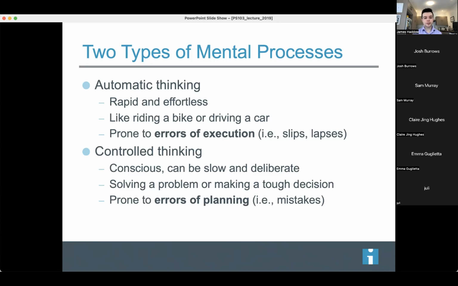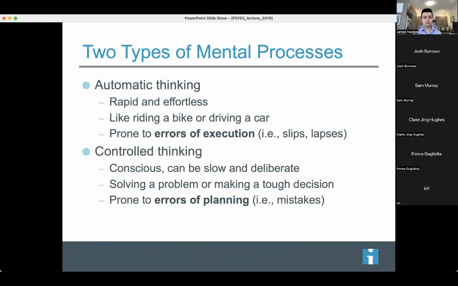The opposite of that is controlled thinking, or it could be called slow thinking, which is a deliberate process where you try and slow yourself down and think through all the stages. And this can work when it comes to solving problems or making tough decisions. But this is prone to errors of planning, i.e. mistakes.